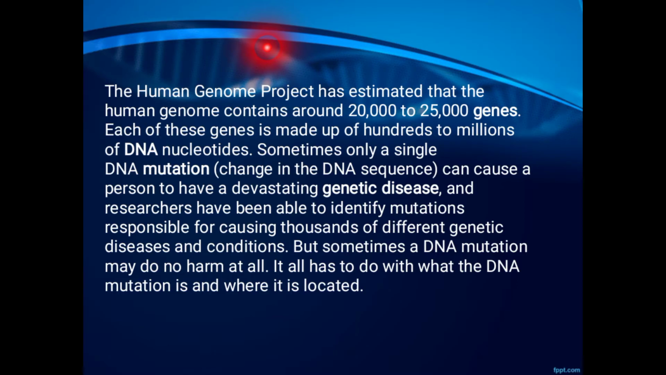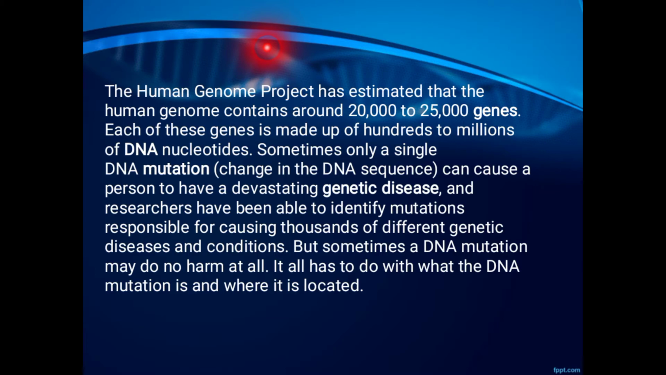It all has to do with what the DNA mutation is and where it is located. Every gene in the human body consists of DNA, meaning deoxyribonucleic acid. DNA is a genetic code that is made up of four different types of nucleotides: first is adenine, second is guanine, third is thymine, and fourth is cytosine. The DNA code is turned into RNA, meaning ribonucleic acid, in our body in a process called transcription. In RNA, a nucleotide called uracil substitutes for every thymine. The RNA then goes through a process called translation to turn into amino acids.